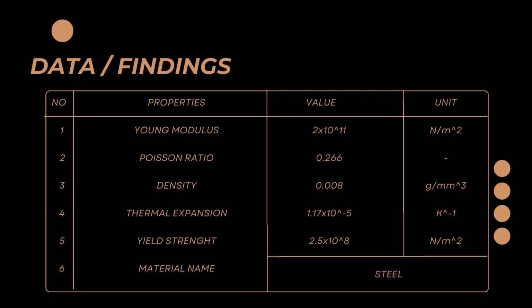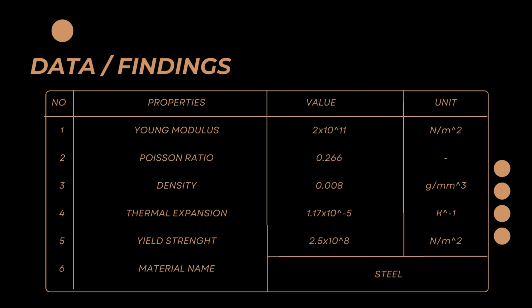So after we do some analysis on the disc brake with the brake pad surface, we got 6 data and findings. For the first one, we got Young's modulus. The value of Young's modulus is 2 times 10 to the power of 11 Newton per meter square. And then for the Poisson ratio, we get 0.266. And then the density, we got 0.008 gram per millimeter cube.